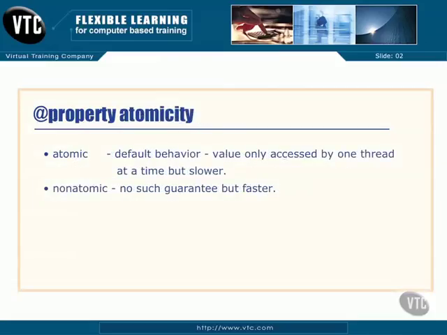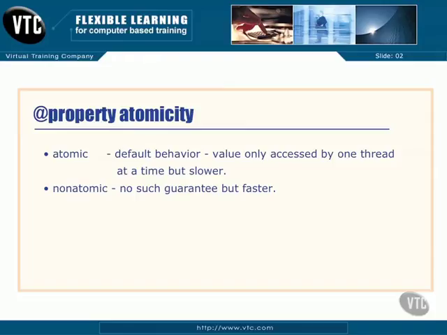Atomicity. Atomic is the default behavior and assumed unless you use non-atomic. Now, atomic guarantees that the activity of getting and setting a variable will complete before letting another thread do the same thing. This does not guarantee that your application will be thread safe, but merely guarantees that when a process is getting or setting the value of a variable, it will complete its task fully before another thread can get or set the value. Now there is a performance price to pay for atomic behavior.